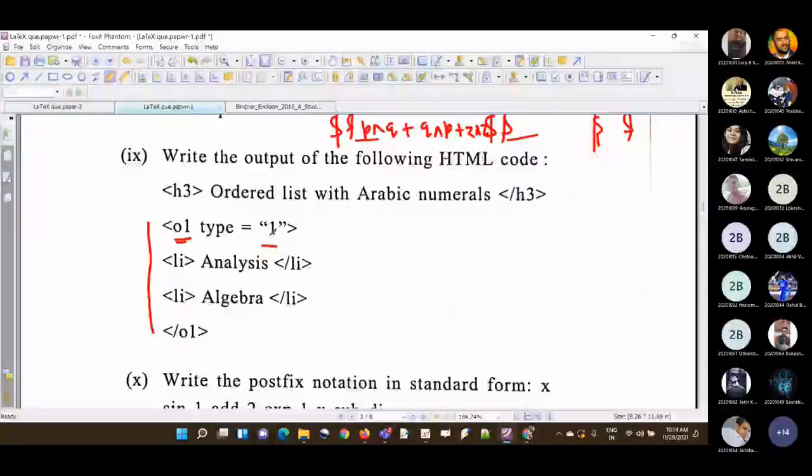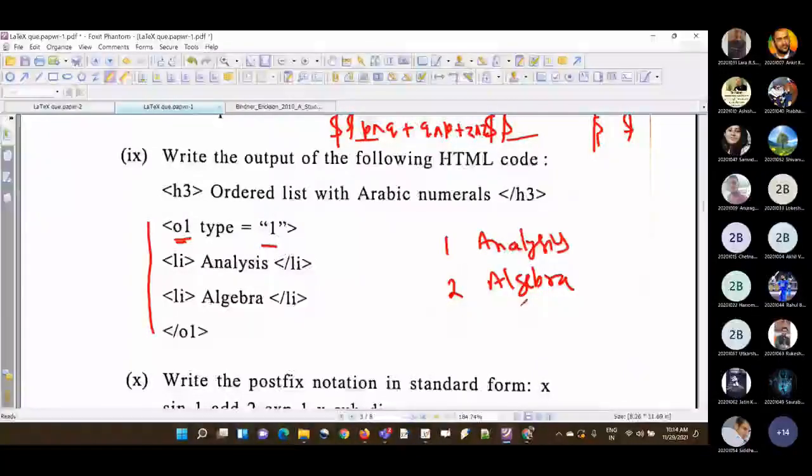Suppose this is not there. In this place they write U, and here also they write U, for an unordered list. UL is there, so of course this kind of numbering is not going to appear. In that case you are going to get bullets. Okay, fine.